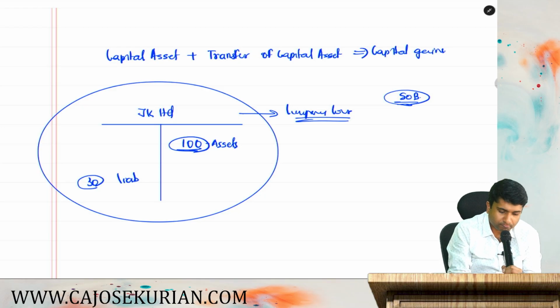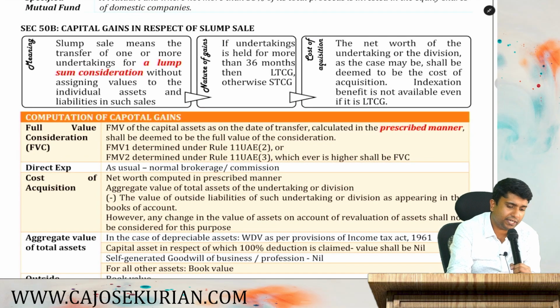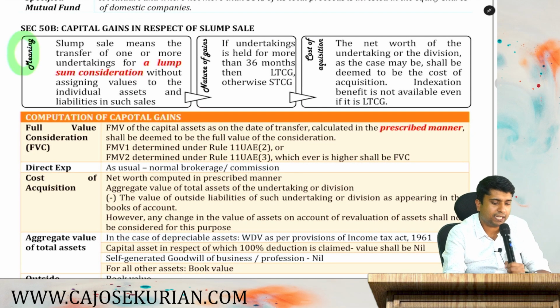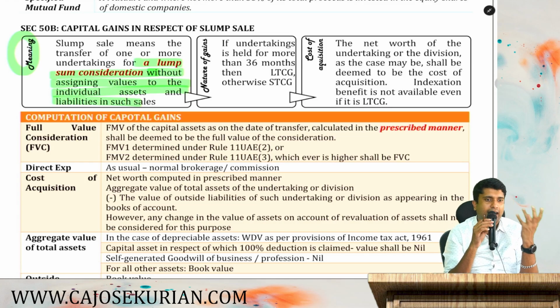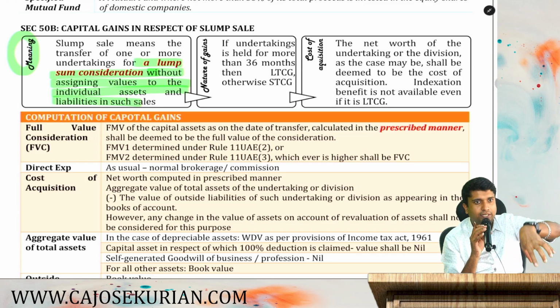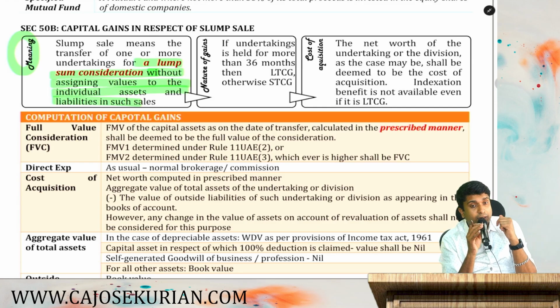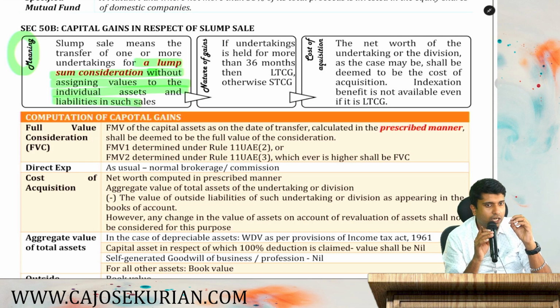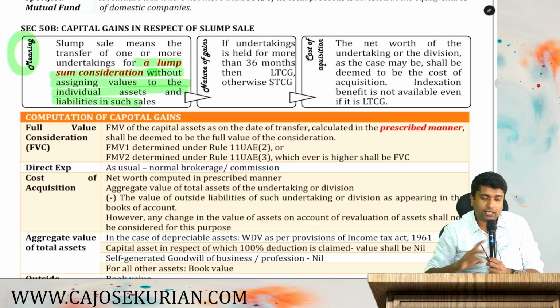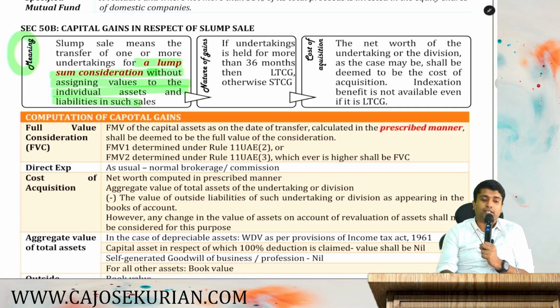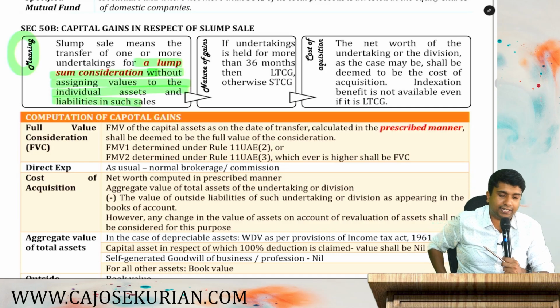Are you all here? So let's understand what exactly is the meaning of slump sale. So slump sale means transfer of one or more undertakings for a lump sum consideration without assigning values to the individual assets and liabilities. If you are transferring your entire unit or a business undertaking for a lump sum consideration without considering value for the individual assets and liabilities, then we call it what? Slump sale. Are you all here? So I'll read the definition again. Slump sale means the transfer of one or more undertakings for a lump sum consideration without assigning values to the individual assets and liabilities in such sales.